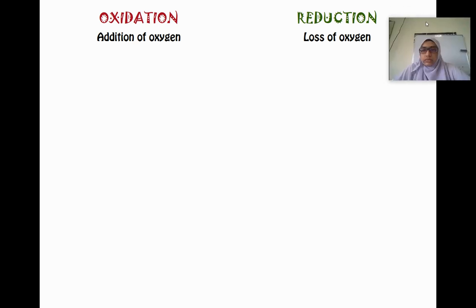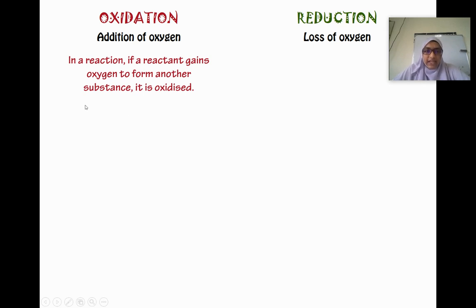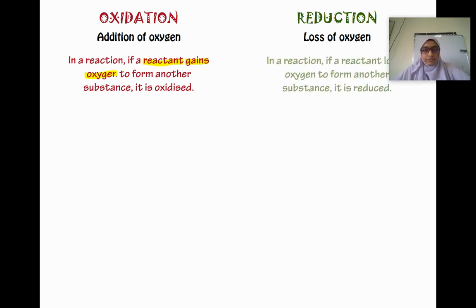Okay, so first one, oxidation is addition of oxygen. Reduction is the loss of oxygen. So we're talking in terms of oxygen now. So in a reaction, if a reactant gains oxygen, that means it has been oxidized. Okay, so you're going to look for a reactant that gains oxygen, and then it forms a different substance. So that means it is oxidized.